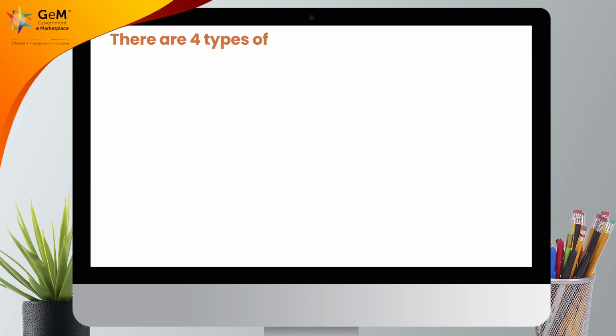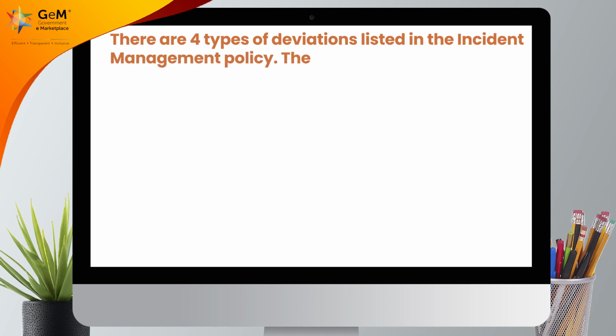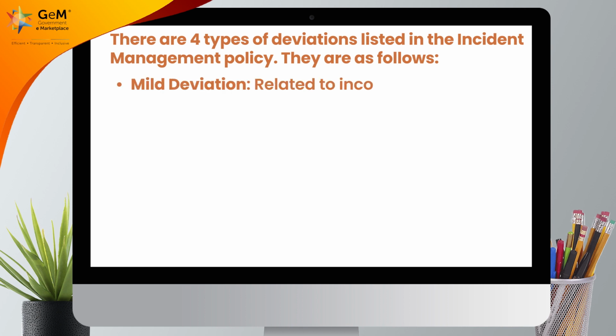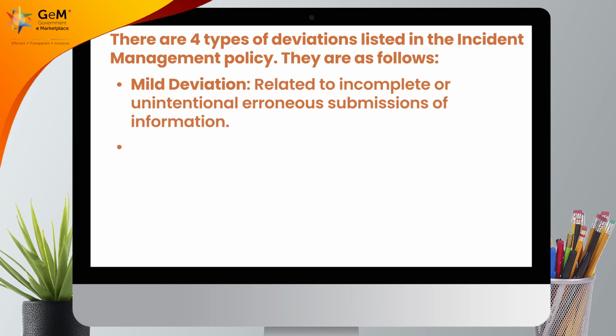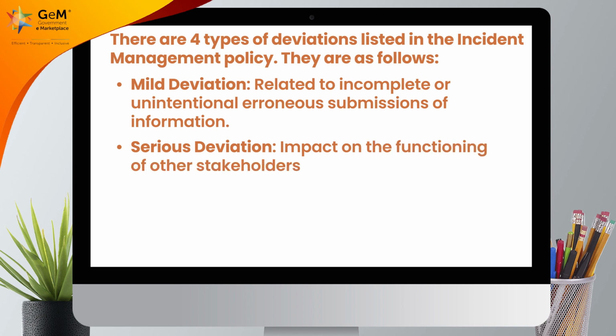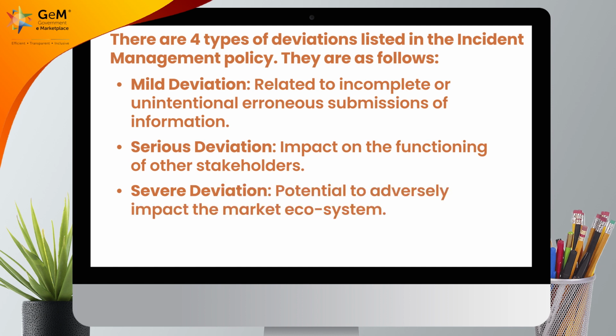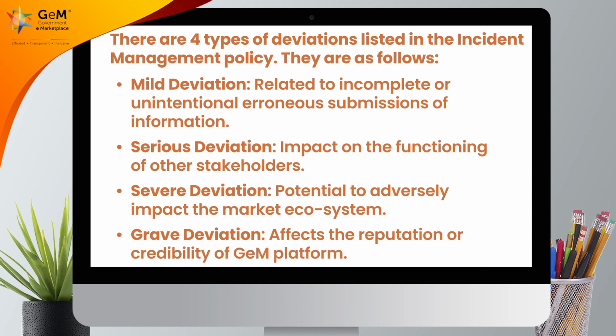There are 4 types of deviations listed in the incident management policy. They are as follows. Mild deviation, related to incomplete or unintentional erroneous submissions of information. Serious deviation, impact on the functioning of other stakeholders. Severe deviation, potential to adversely impact the market ecosystem. Grave deviation, affects the reputation or credibility of GEM platform.